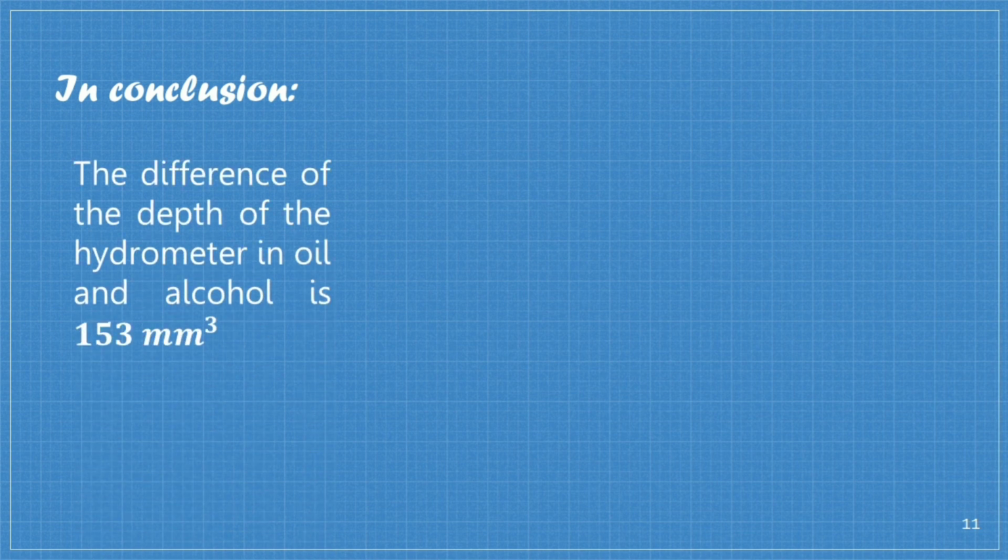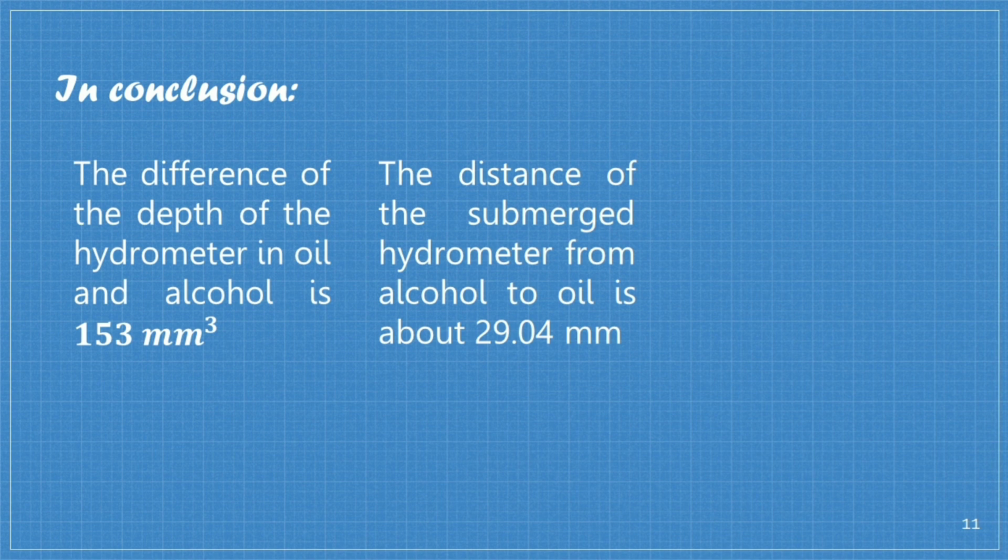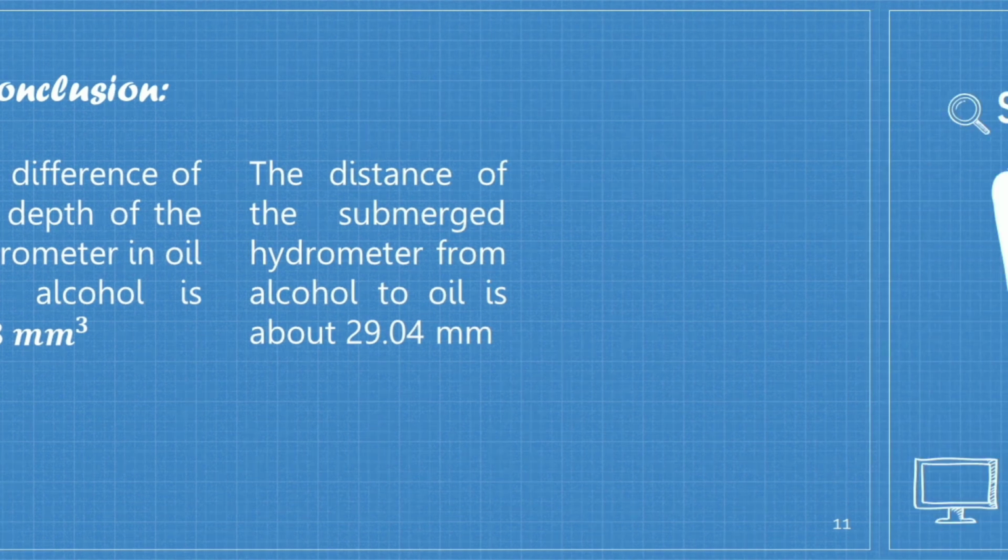In conclusion, the difference of the displaced volume of the hydrometer in oil and alcohol is 153 cubic millimeters. The distance of the submerged hydrometer from alcohol to oil is about 29.04 millimeters.